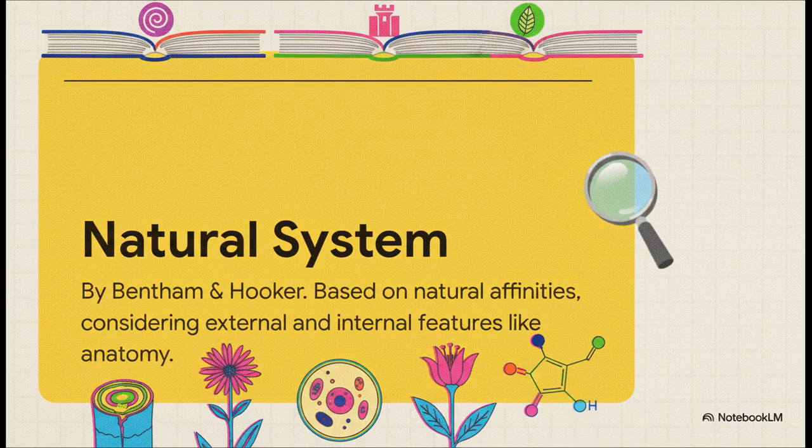So, the next big step forward was the natural system. This was way more clever. Instead of just looking at the outside, scientists like Bentham and Hooker started looking deeper at internal anatomy, how the embryos develop, that kind of stuff. Now, in our library, we're organizing by genre. All the science fiction goes together, all the history goes together. It just makes more sense because you're grouping things that are actually related.